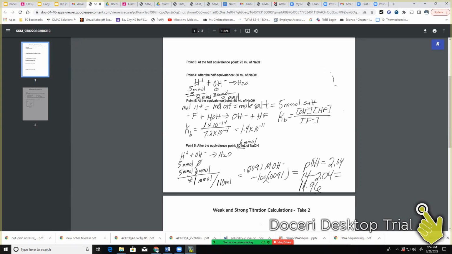So you can see at this point, I've moved past the buffering part of this system. And that's why all of a sudden you're seeing such a drastic change in the pH. Before that, when we were in the buffering part of it, we were just seeing small changes in pH. But now here, we're past that. So now all of a sudden, we're going to see a large jump in the pH.